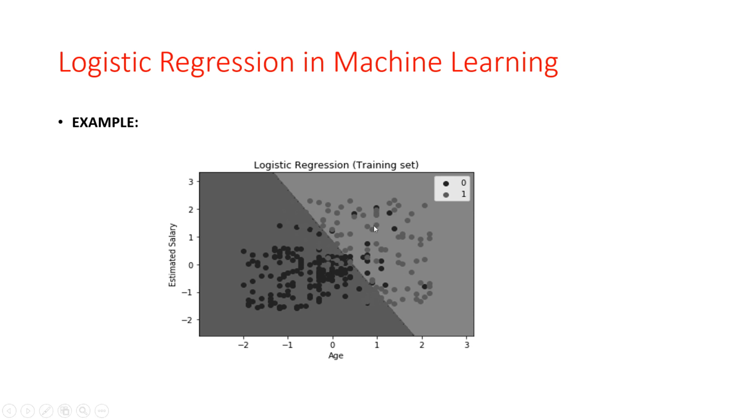Okay, so the dotted dark points here indicate 0, that means users did not purchase the SUV car. And the bright points we have assumed as 1. So these observations are for which the purchase is 1, that means the user purchased the SUV car, and 0 means the user did not purchase the SUV car.